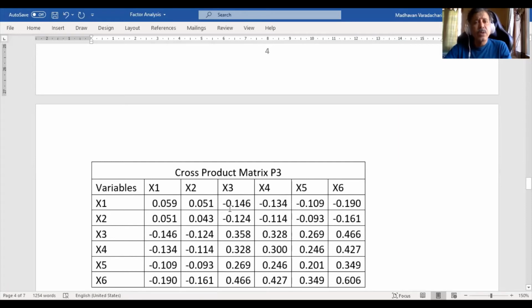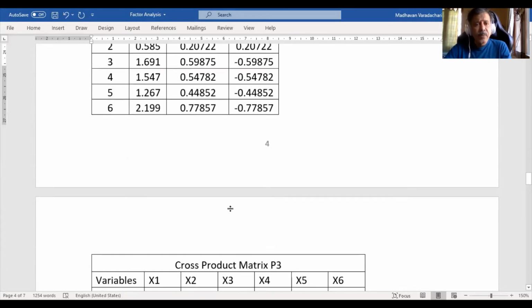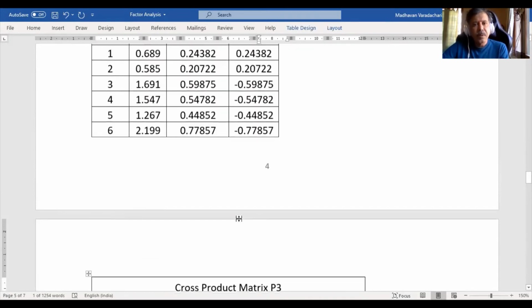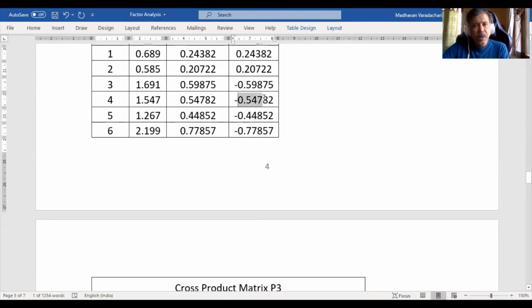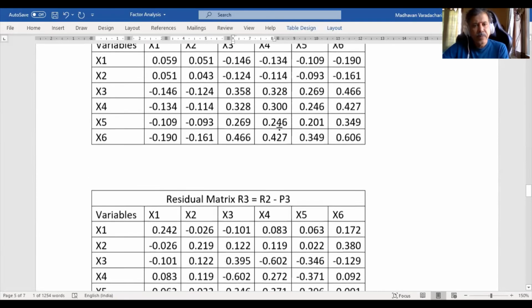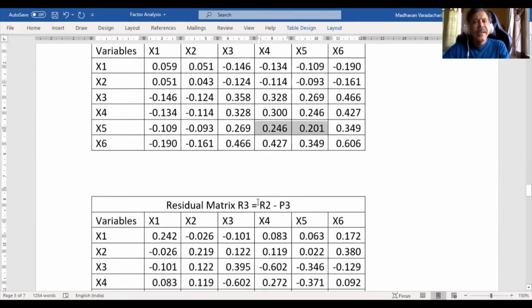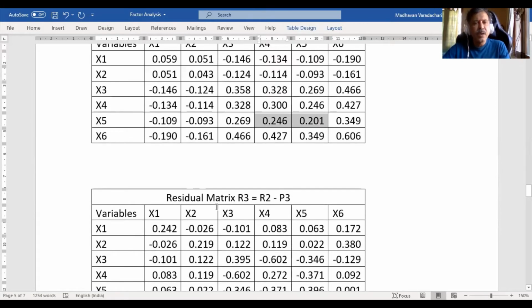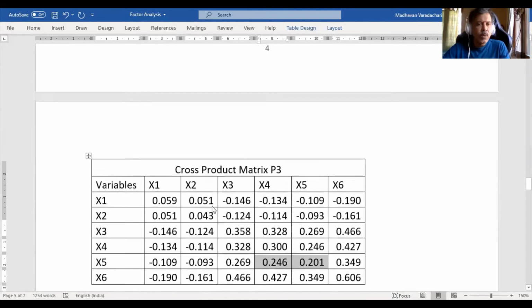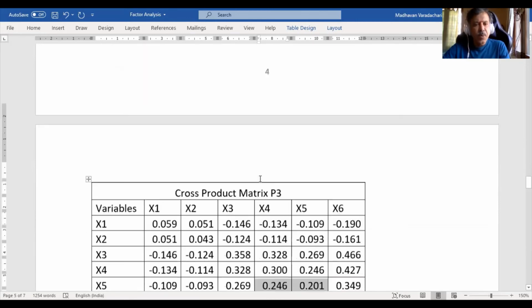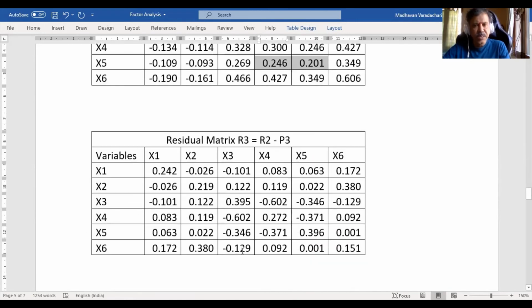Next step is again to find out the cross product. Already we know how to find it. If I am coming to first row, first column, I have to multiply the first number into first number. Coming to this, for example, I need to multiply fifth number into fourth number. I will get a positive because negative into negative. Do I get? Yes, it is positive. So identify the cross product matrix. Next is the residual matrix, like previously how we did, same thing. Whatever is the R2 matrix, this matrix, minus the cross product matrix, P3 matrix. You get this residual matrix.